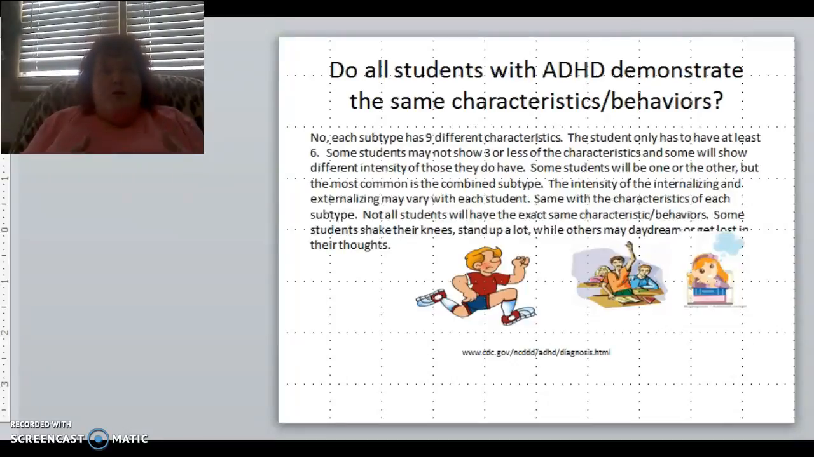You've got to think of your students as being individuals. Don't put them in a box. Same with characteristics of the subtypes. Not all students will have the exact same character or behavior. Some kids shake their knees, stand up a lot, daydream, get lost in their thoughts, interrupt. Some of them just have to stand at their desk and do their work, and they may be shifting back and forth.